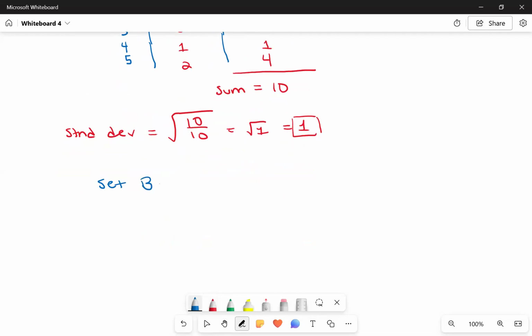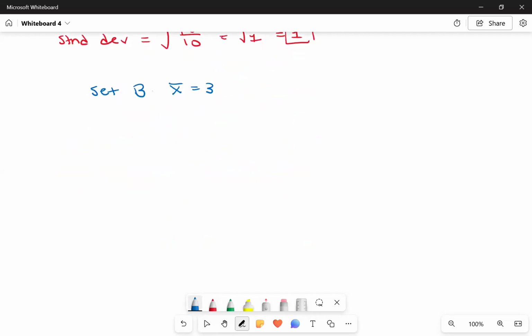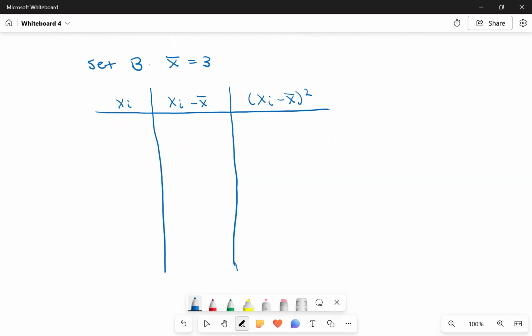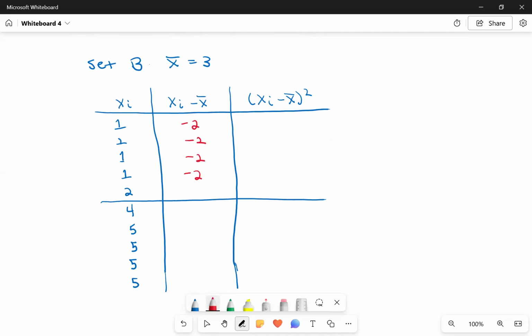Set B also has a mean of 3. I'm going to organize the data the exact same way: x sub i minus x bar. It's all going to be identical to the mean deviation, and then we're going to square it instead. This one was four 1s, and then a 2, and a 4, and then four 5s. Subtract 3 from each of these, which will give me 1 minus 3 is -2, -2, -2, -2. 2 minus 3 is -1. 4 minus 3 is 1. 5 minus 3 is 2, and 2 again, and again, and again.